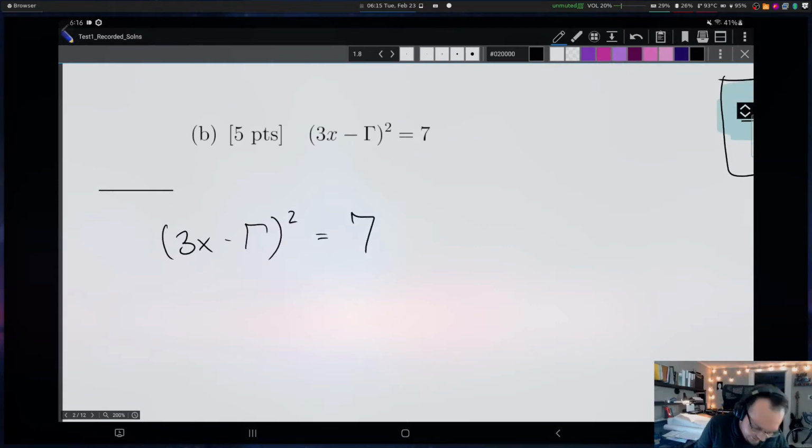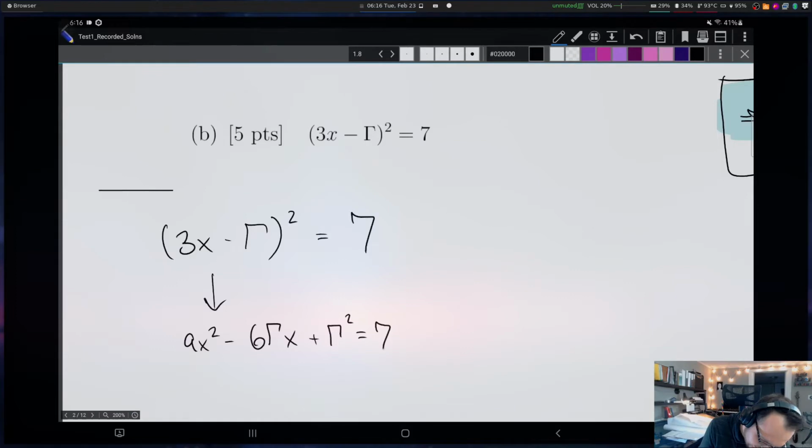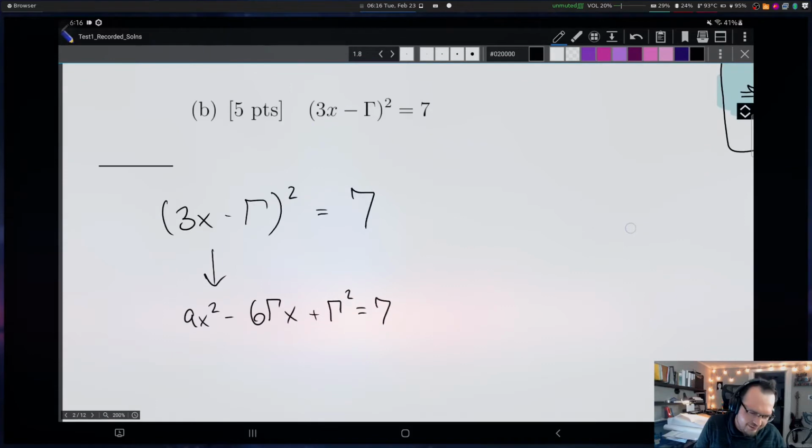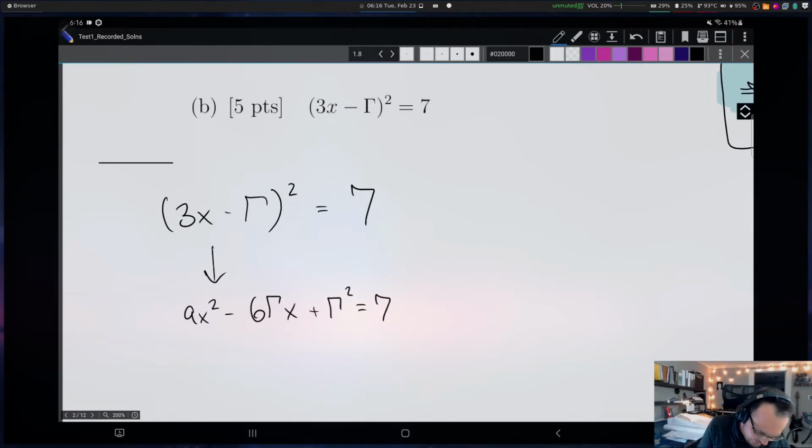And it might be tempting, I think, here to multiply this out, and let's see, what would you get? Something like 9x squared minus, I don't know, 6 gamma x or something, plus gamma squared equals 7. And then, okay, maybe you could subtract the 7 over and hit it with the quadratic formula, but then, oh geez, what's the equation that I need to remember for the quadratic formula? So it maybe makes things a little bit more complicated than they need to be in this case.